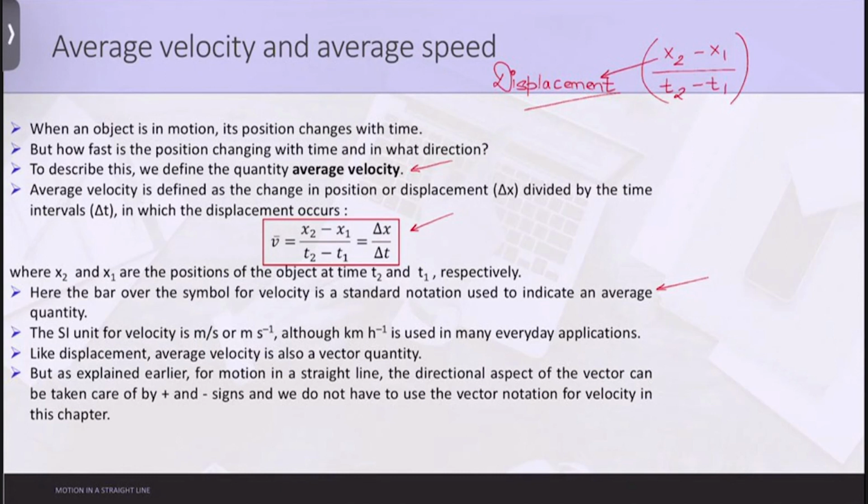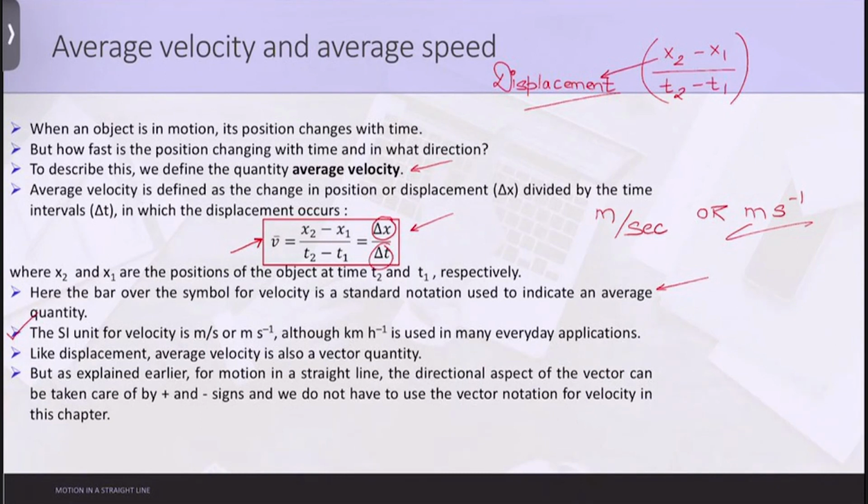Please remember, this is the first formula: v bar is equal to x2 minus x1 upon t2 minus t1. Please remember the SI unit of velocity is meter per second, because delta x is in meters and delta t is in seconds. We can also write this as meter second inverse.